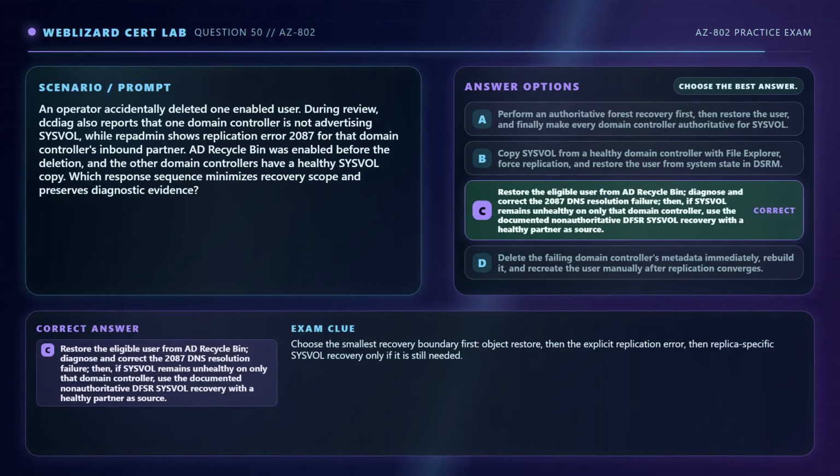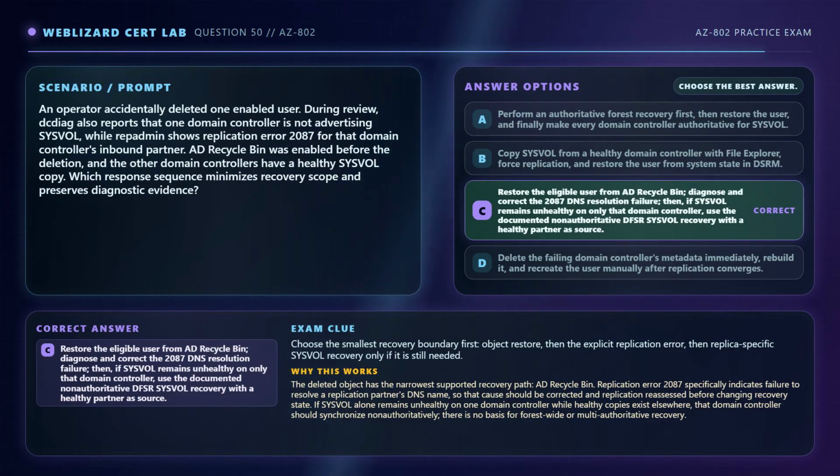The correct answer is C. Restore the eligible user from AD recyclebin. Diagnose and correct the 2087 DNS resolution failure. Then, if sysvol remains unhealthy on only that domain controller, use the documented non-authoritative DFSR sysvol recovery with a healthy partner as source. The deleted object has the narrowest supported recovery path, AD recyclebin.